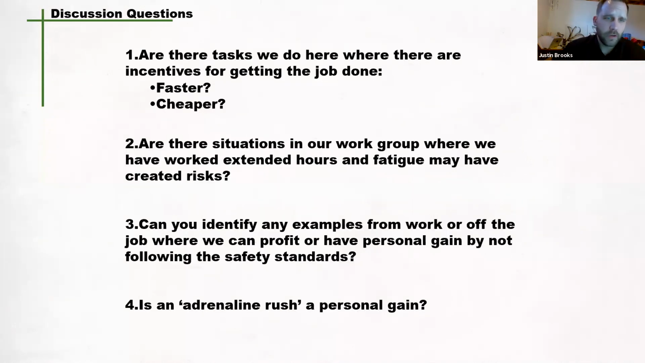So here are some discussion questions. Are there any tasks that we do where you work where there are incentives for getting the job done faster or cheaper? Are there situations in your work group where we have worked extended hours and fatigue may have created risks? Can you identify any examples from work off the job where we can profit or gain personally by not following the safety standards? And number 4, is there an adrenaline rush and personal gain?